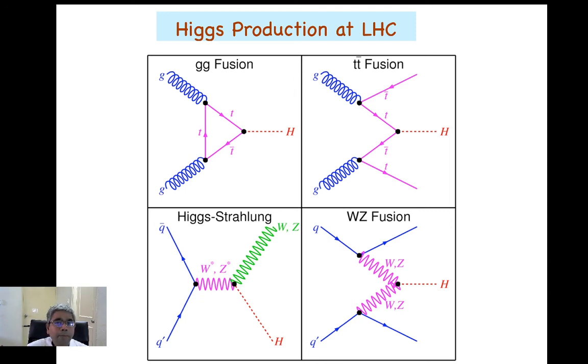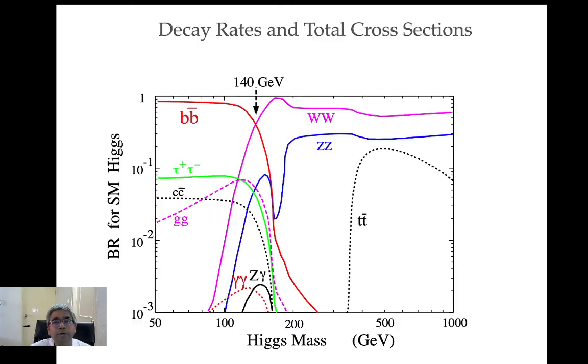Then we also have to detect the Higgs decay, so these decays we have to see, so that we should be able to find the Higgs. Remember that we don't know what the mass of the Higgs is, so people have computed, for a given mass of the Higgs, what could be its decay rate, assuming the standard model is correct. On the x-axis, you have the Higgs mass. On the y-axis, you have the branching fraction for a particular decay.